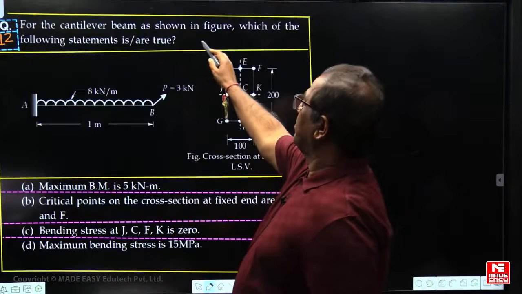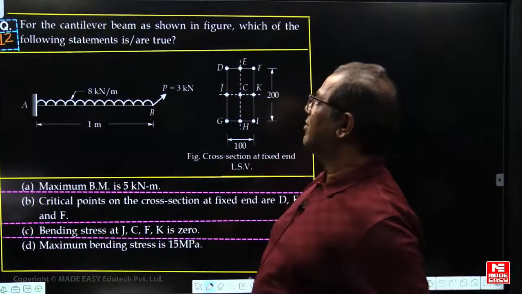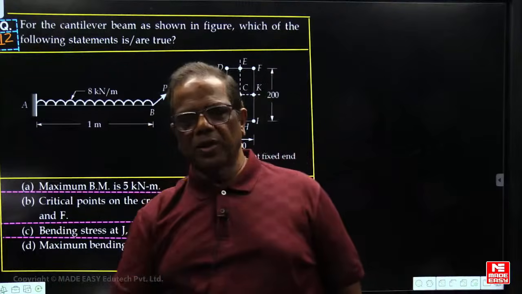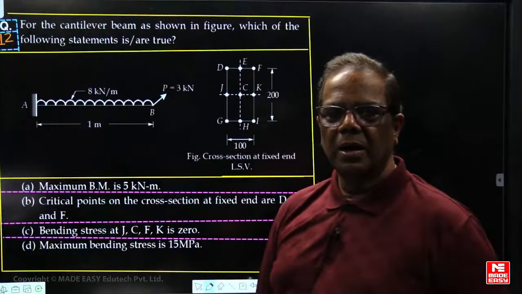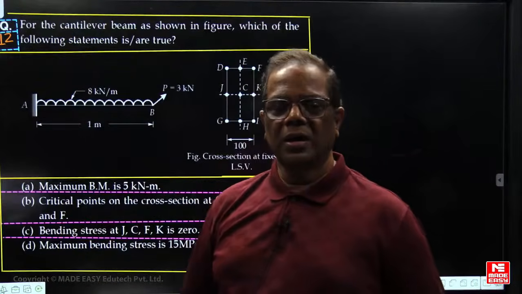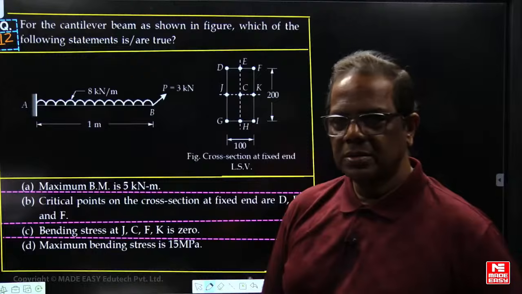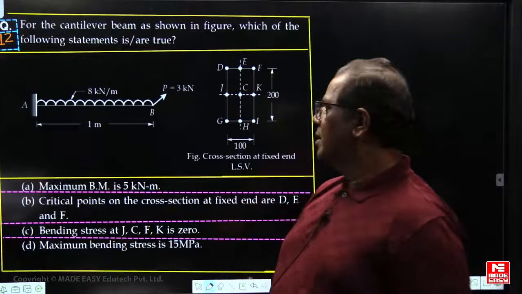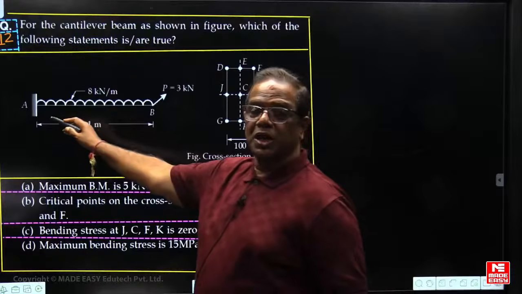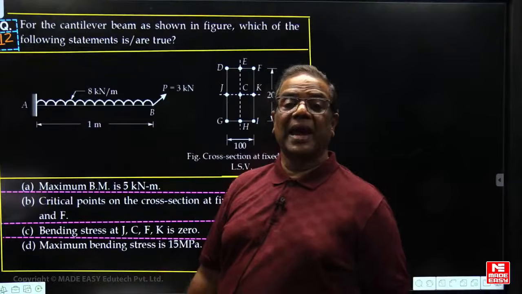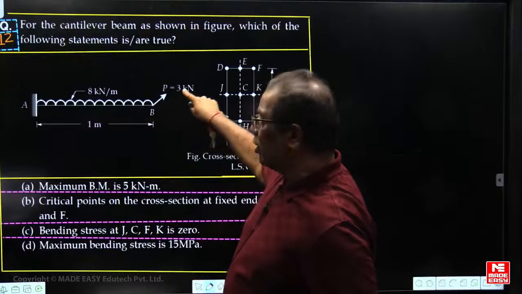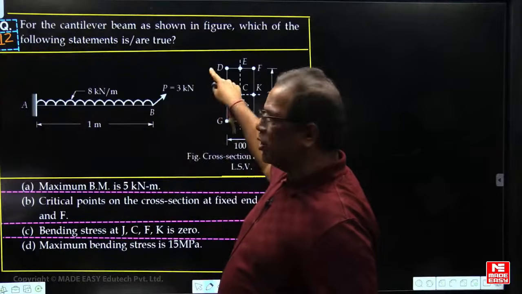For the cantilever beam as shown in the figure, which of the following statements are true? A completely concept oriented question. A cantilever beam loaded with a UDL with an intensity of 8 kilonewton per meter and a constant horizontal point load inward.